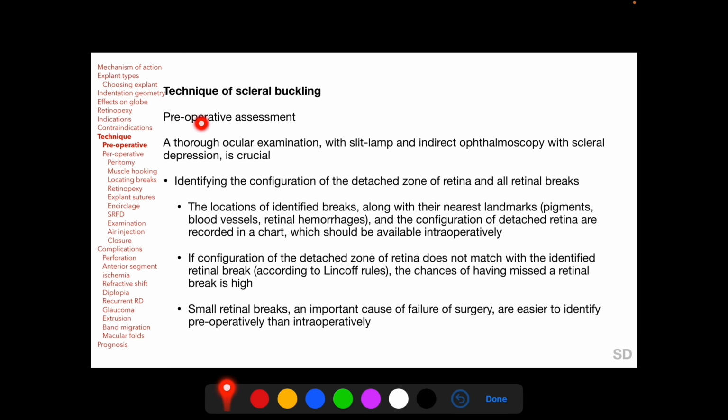A thorough preoperative ocular examination with slit lamp and indirect ophthalmoscopy with scleral depression is crucial to identify the configuration of the detached zone of retina and all retinal breaks. The locations of identified retinal breaks along with their nearest landmarks and the configuration of the detached retina are recorded in a chart which should be available intraoperatively. If configuration of the detached zone of retina does not match with the identified retinal break or breaks, the chances of having missed a retinal break is high, and this is very important to remember.